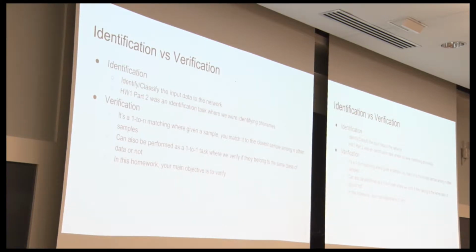So there are two ways of solving a problem where we're doing identification or verification. In identification, we are running a classification sort of problem. Exactly, in homework 1 part 2, what you did was an identification problem. In the case of verification, we are doing a 1-to-n matching, where you pick up a sample and then find the closest sample among n other samples. But in this homework, what you will be doing is a 1-to-1 matching, where given two samples, you will verify if they belong to the same speaker or not.